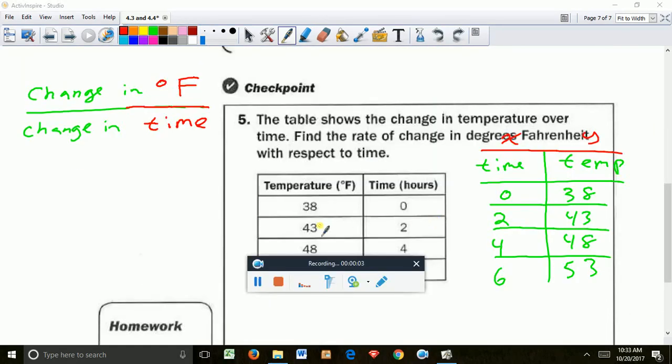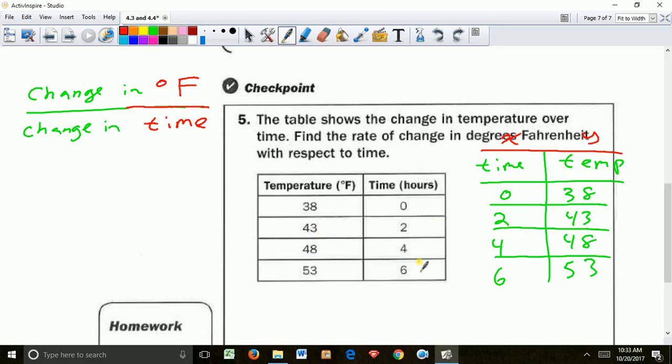And the last checkpoint, for number 5, there was a slight typo with this one. The temperature should be the y value, the time should be the x value. So make sure you flip-flop those. Using the shortcuts, the time increased by 2 for this one. The temperature increased by 5 degrees Fahrenheit over those 2 hours. So the change in degrees Fahrenheit divided by the change in the time is given by 5 over 2. And if you simplify that, you get 2.5 degrees Fahrenheit per 1 hour as the rate of change.